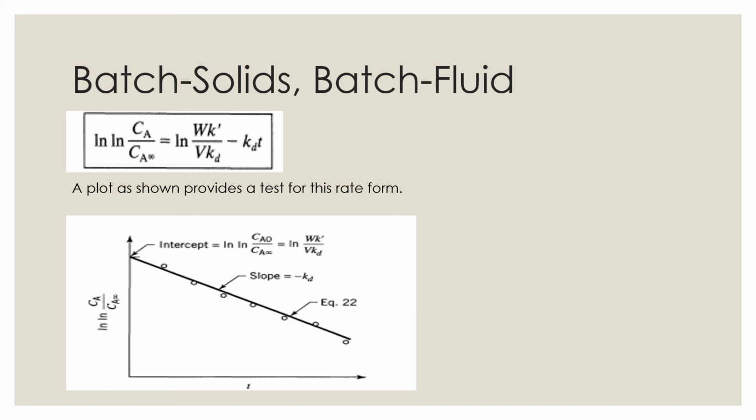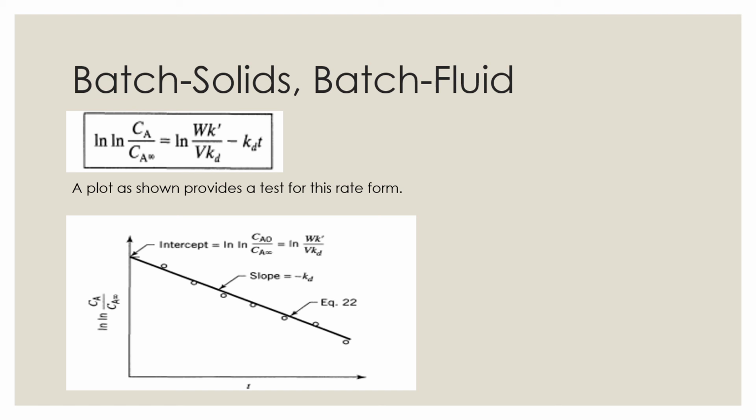Now, batch solids and batch fluid. We have the equation ln of C_A divided by C_A infinity is equal to ln of W k dash divided by V k_d minus k_d t. A plot as shown provides a test for this rate form. As we can see, the curve is a straight line which we have plotted as ln of C_A by C_A infinity versus t, and the slope of this line is minus k_d.